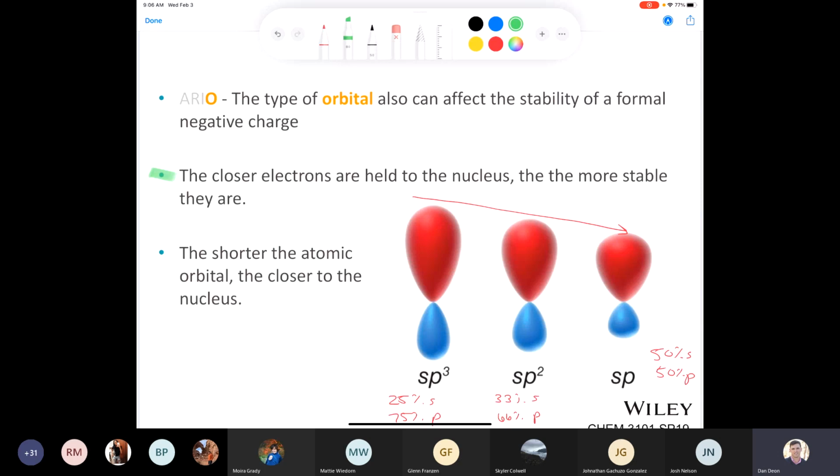So if you're like, well, does that mean if I have electrons in an sp hybrid orbital, they're going to be more stable than electrons in an sp3? Yep, because it's smaller. Okay, so all you have to know is the relative size. The smaller the orbital, the more stable the conjugate base, just because the electrons are held tighter to the nucleus, right? A nucleus is positive, stabilizes a negative charge. Nothing more than that, my friends.